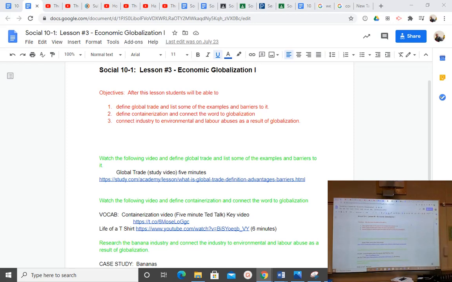Another related term is economies of scale. Sometimes due to the advantages, including size, that some countries have, they're able to produce things at a lower cost.